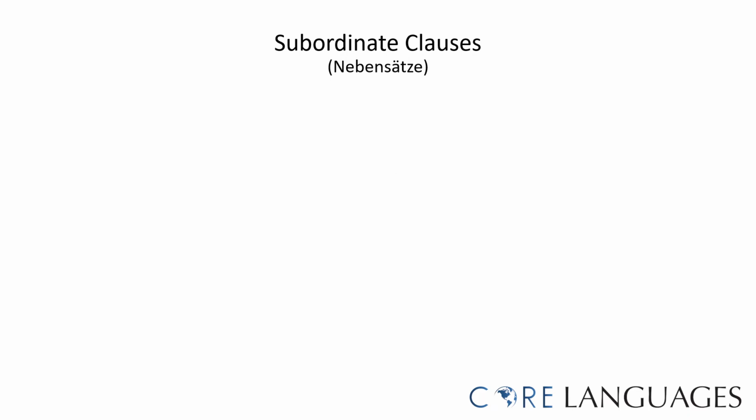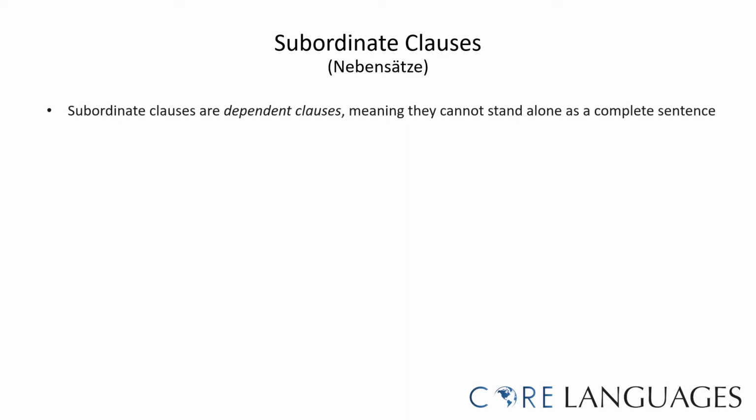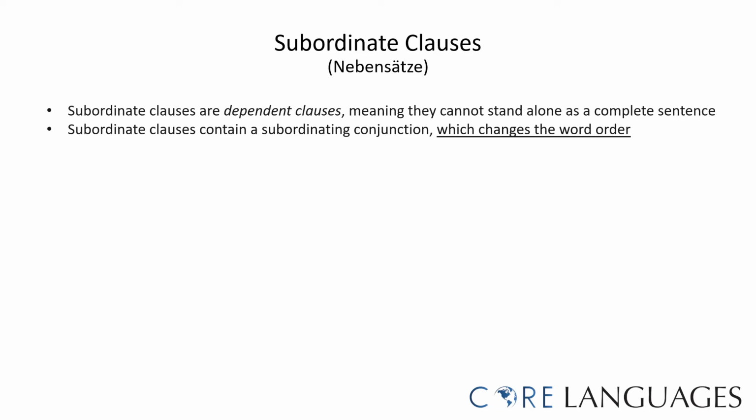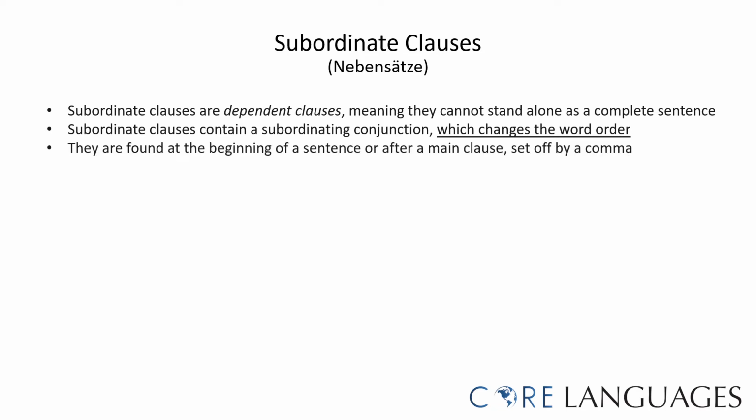We can also connect a main clause to a subordinate clause, or ein Nebensatz. When we connect a main clause to a subordinate clause, we need a subordinating conjunction. Subordinate clauses are dependent clauses, meaning they cannot stand alone as a complete sentence. Subordinate clauses contain a subordinating conjunction which changes the word order in the subordinate clause. They are found at the beginning of a sentence or after a main clause set off by a comma.